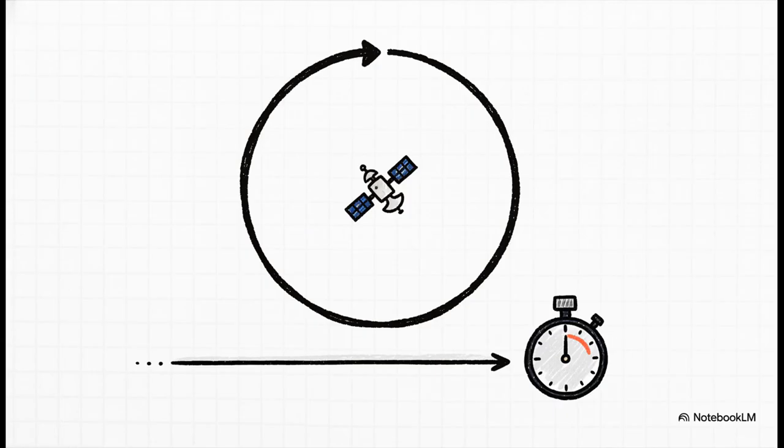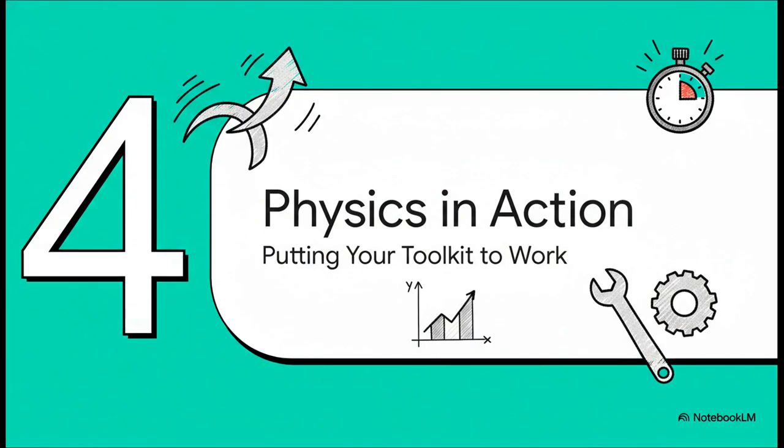The speed, v, is just the total distance you travel in one lap, which is just the circumference of the circle, 2 pi r, divided by the time, t, it takes you to go all the way around. Simple and elegant. Okay, theory time is over. We have built this awesome toolkit. Now let's put it to work.